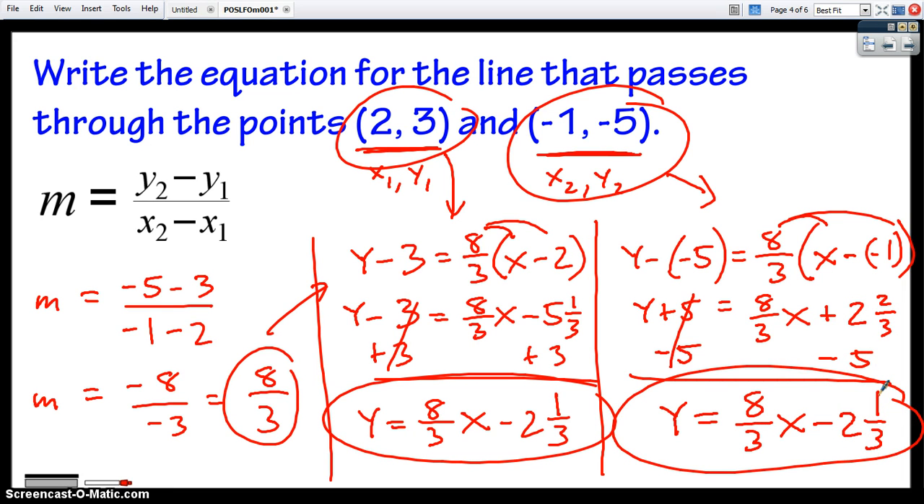So it does turn out it really doesn't matter. I can use either of the points, and I use my slope, and even though they start off differently in point slope form, when I rearrange them into slope intercept form, I get the exact same identical equation.